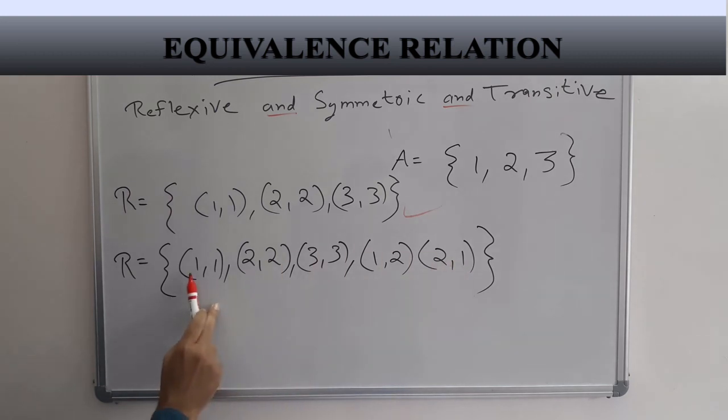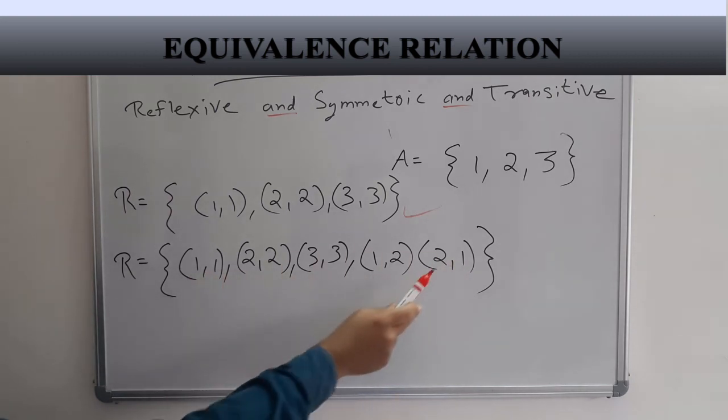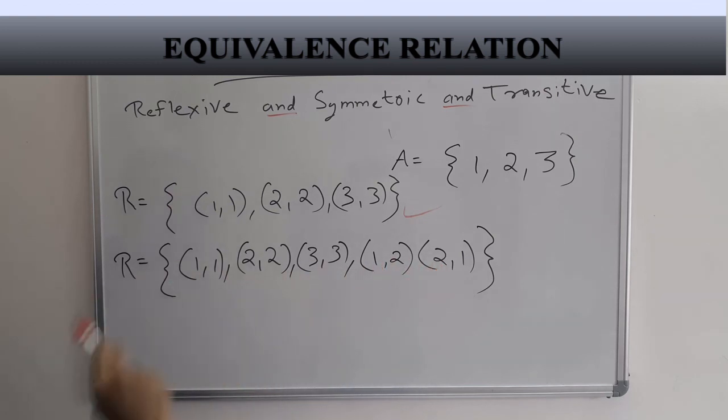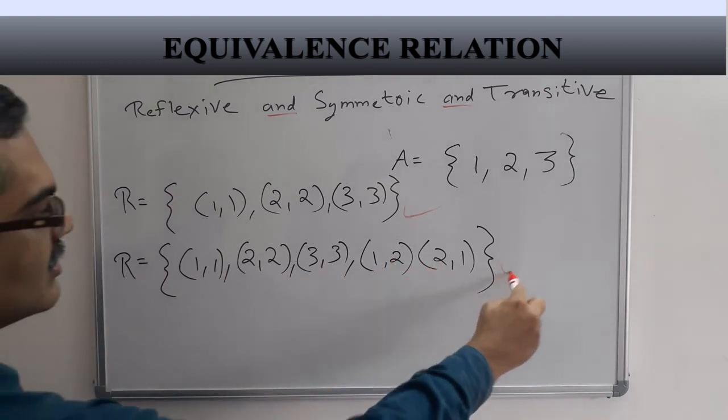For 2 1 we have 1 1 as the second, and we need to have a 2 1 as a third, and it's present there. And for this 2 1 we have a 1 2 as second and we expect a 2 2 as a third, and it is there. So it is an equivalence relation.